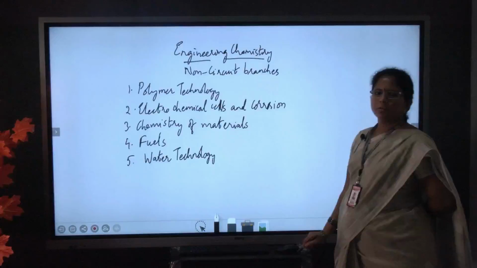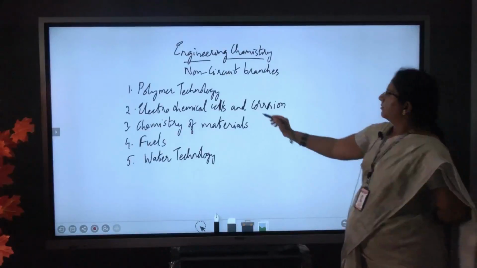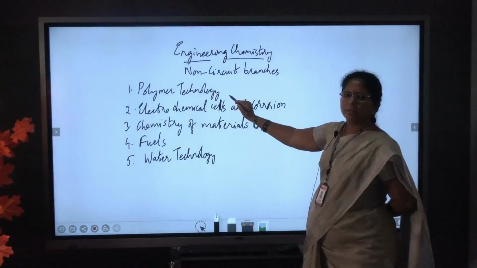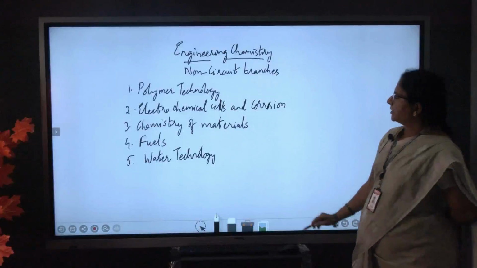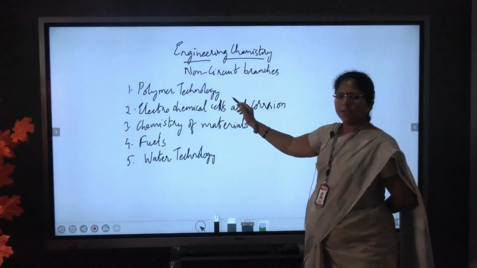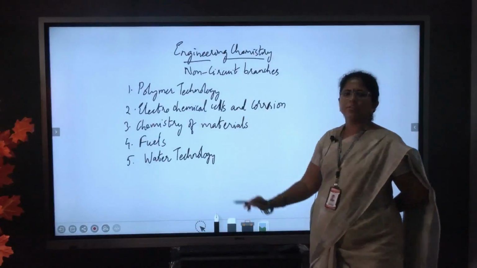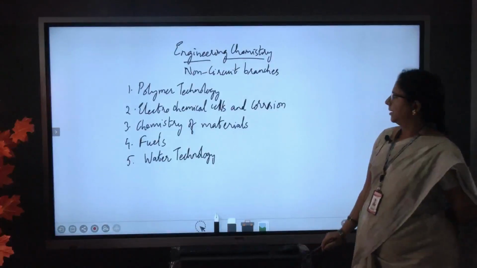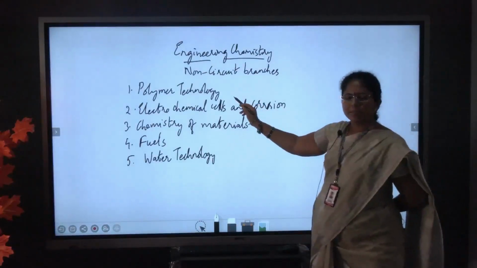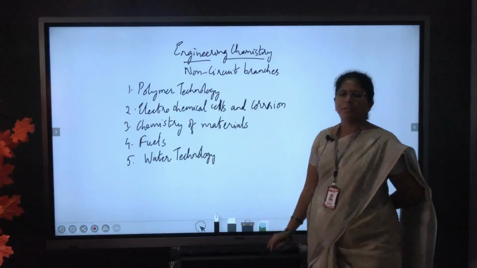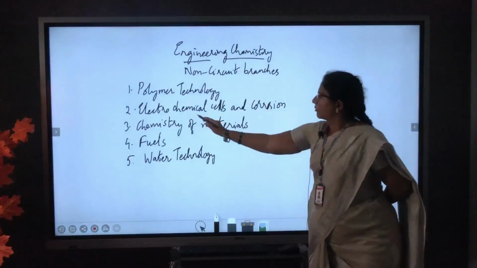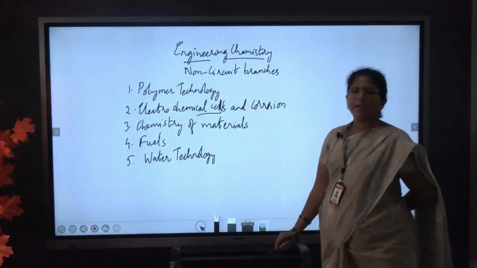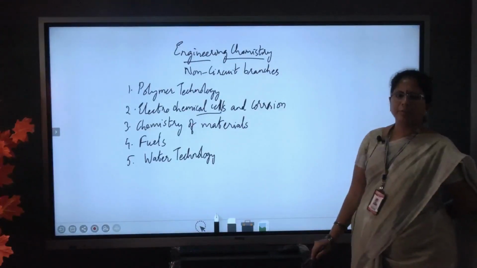So coming to the course objectives, the first unit Polymer Technology is mainly introduced so that the engineering students will be able to understand the importance of the plastic materials or the rubbers which are used for household purposes, and not only that, the composite materials which are widely used in aerospace and automobile industries. And the objective of Electrochemical Cells is to outline the basics of batteries and fuel cells.